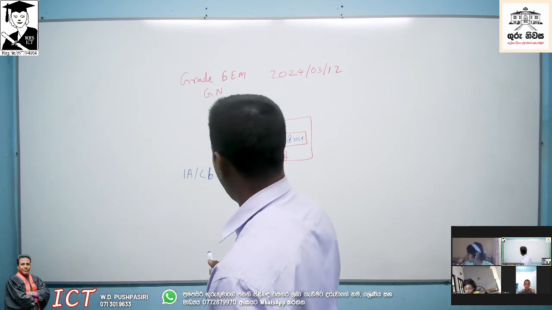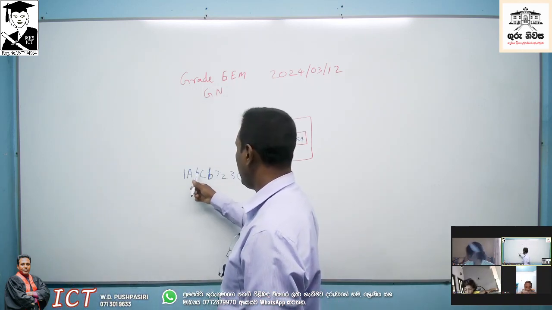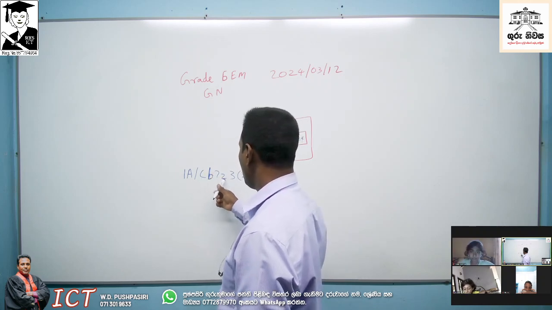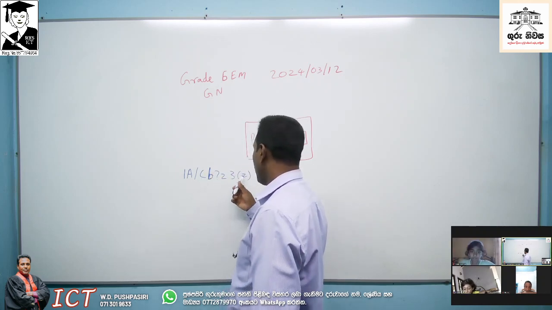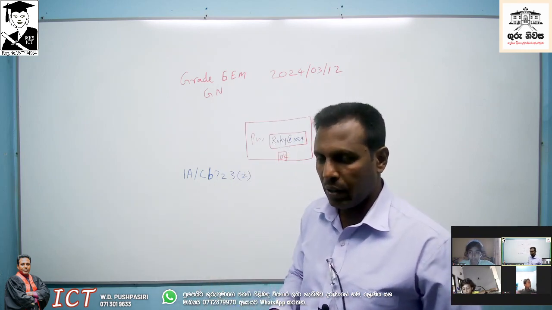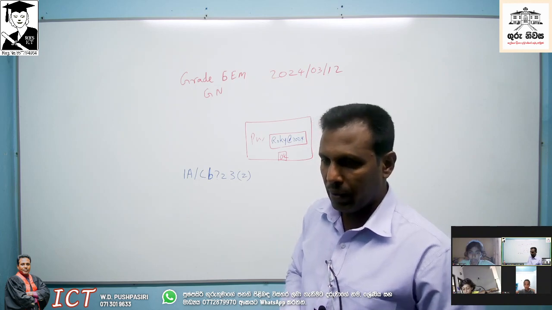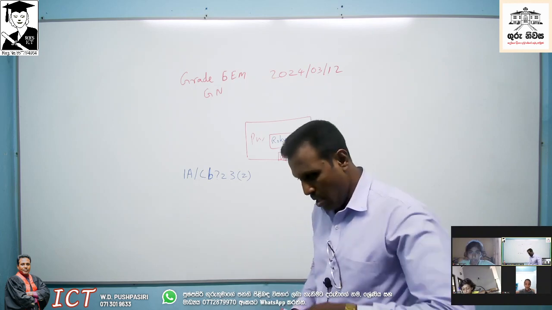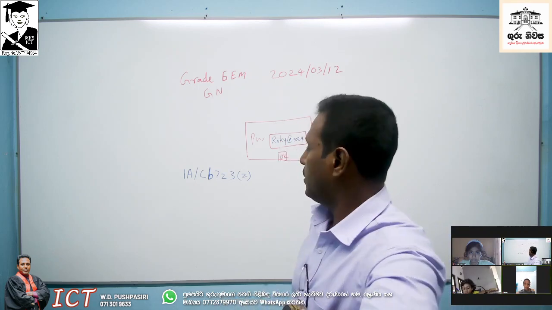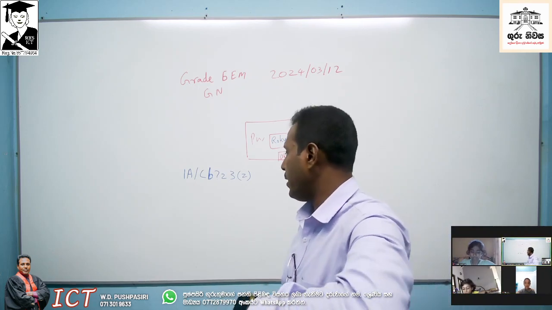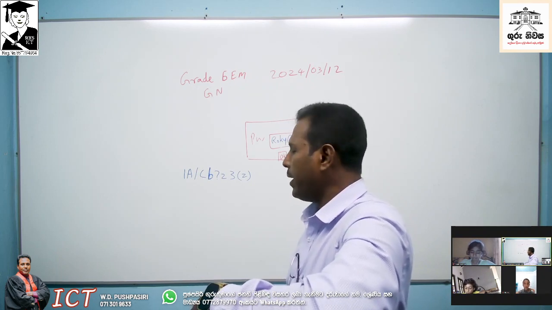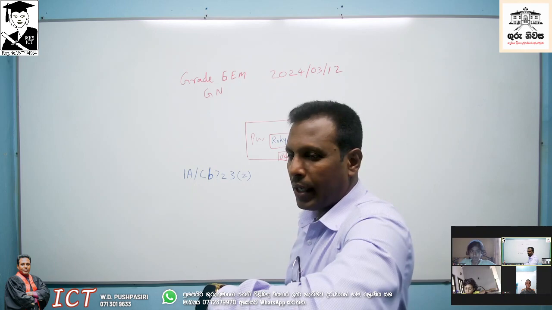So, 1A dash CB question mark 2 3 within brackets, is it a close bracket? Is that your password? Yes, sir. Okay. I will tell you what the things are.